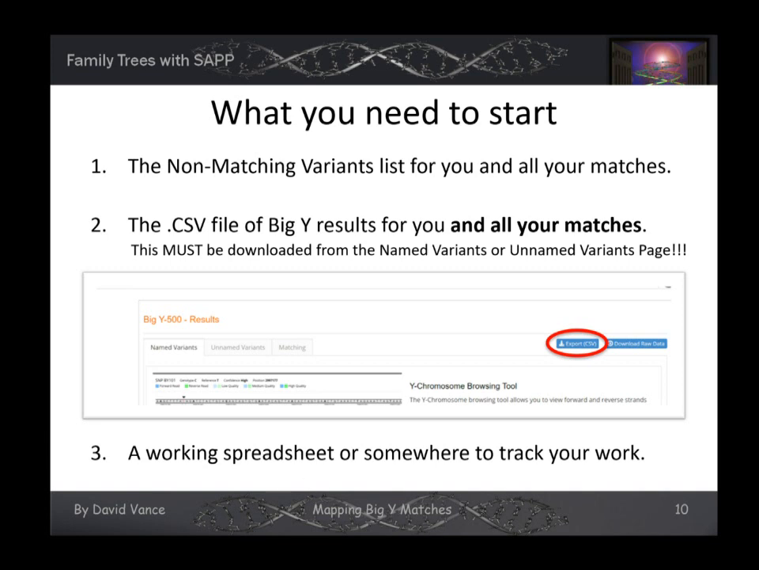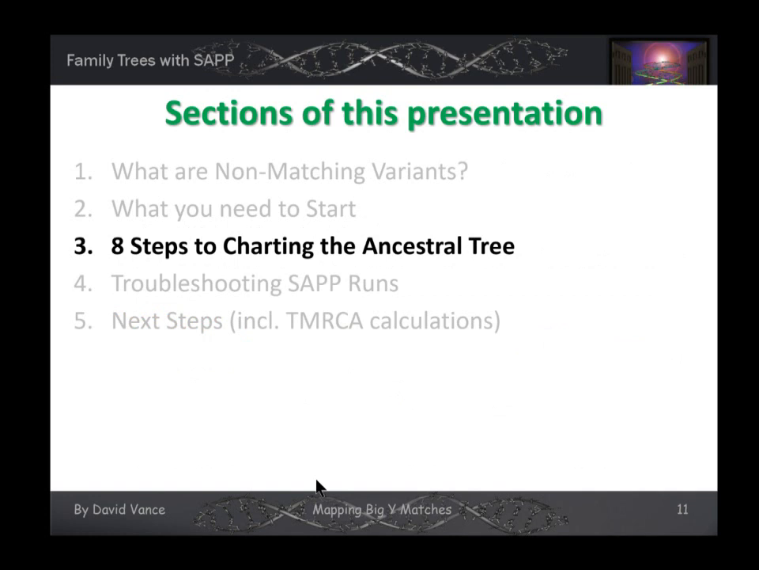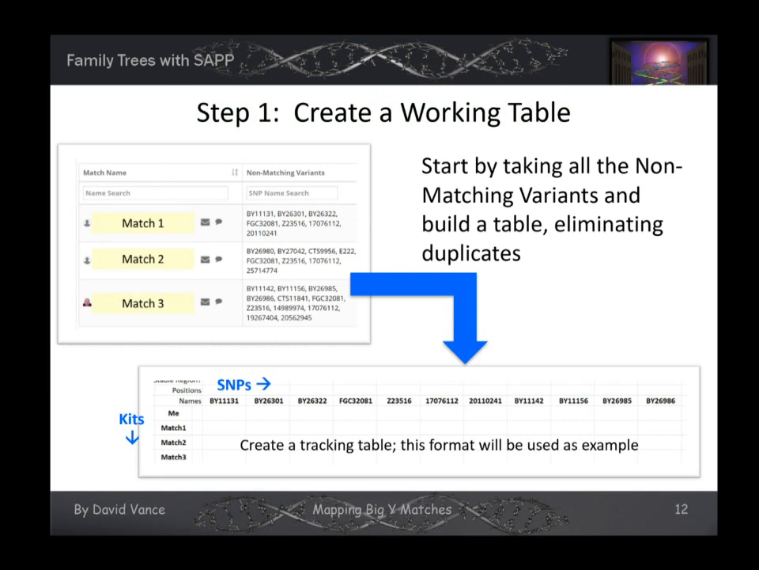So now let's move on and talk about the 8 steps to charting the ancestral tree. Let's actually take all this information and produce our tree. To start with, you want to take your non-matching variant list, the same list that we looked at before, and create a table. You can do this by hand if you want to. I did it in Excel. There's a reason for the format that I'll show you later. It helps to get the data into SAPP, but for right now, I just put all of the SNPs in columns that show up on this non-matching variant list. And for the rows, I put myself and all my matches down.